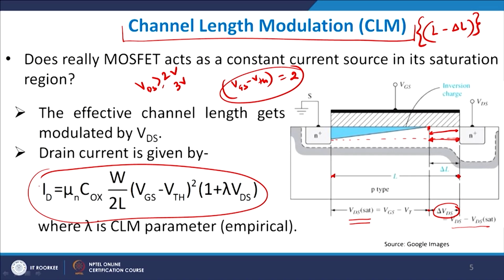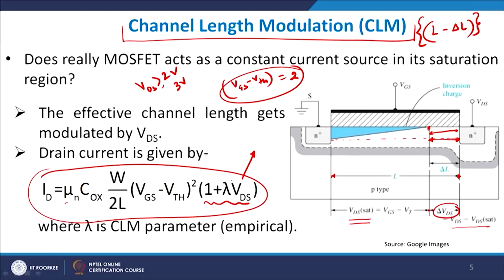If you remember the previous talk, it is mu n C oxide W by 2L into VGS minus VTH whole square. We have an extra term here, which is 1 plus lambda VDS. Lambda is defined as the CLM parameter, or channel length modulation parameter. It is an empirical constant varying from 0 to 1, and VDS is the applied voltage. So, if lambda is equal to, say, 0.5, then for every increase in VDS, 50% of VDS will be responsible for the increase in the current at higher values of drain voltage.